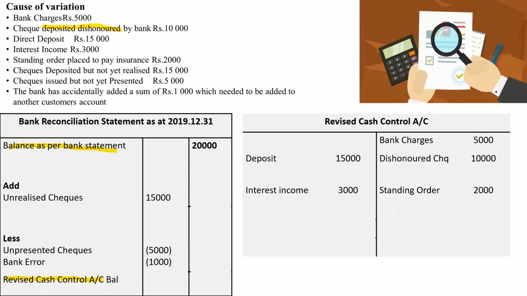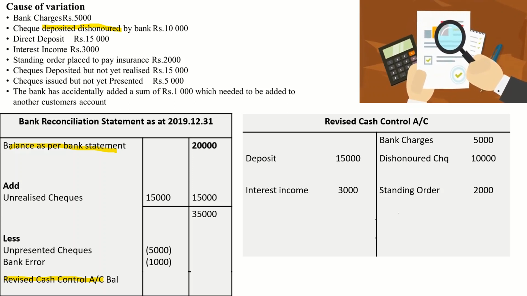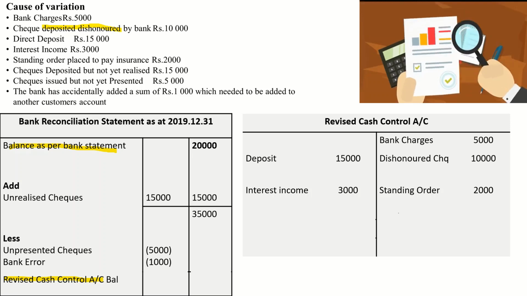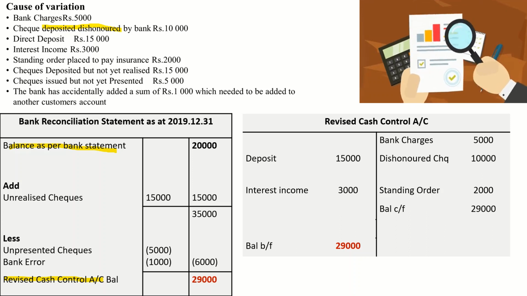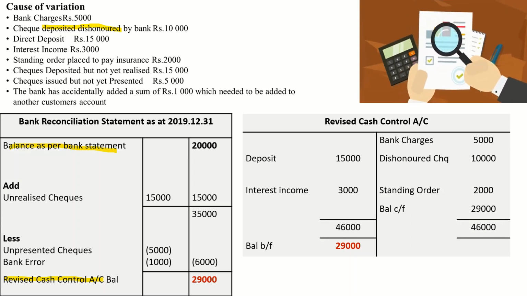So now you need to add the total of unrealized checks, which is 15,000, with the balance as per the bank statement, so rupees 35,000, and deduct the total of unpresented checks and the bank error, which is 6,000, so 29,000. So you need to recognize this as the balance brought forward and carried forward in the revised cash control account. So now if you balance the credit side, because since you don't have the opening balance, you will get a sum of rupees 46,000. So the opening balance before adjusting all the errors is 28,000.